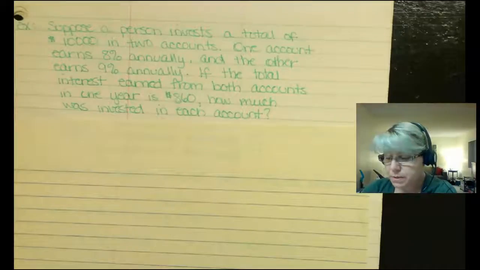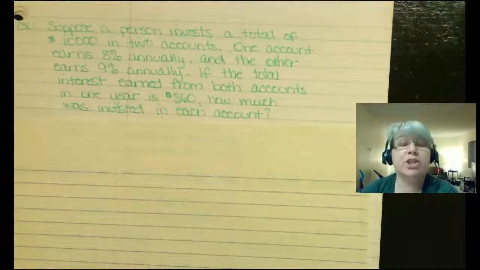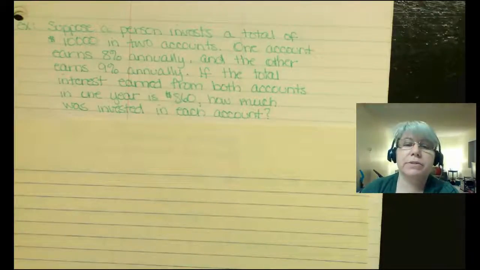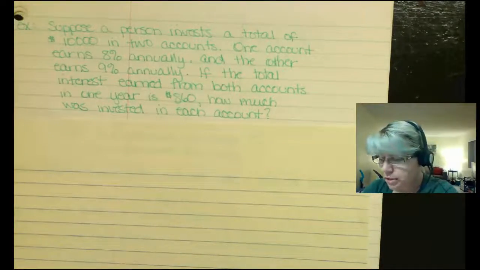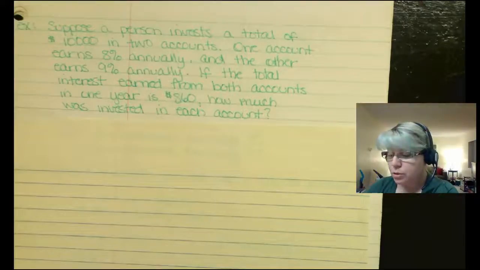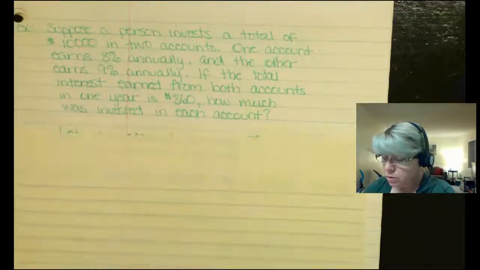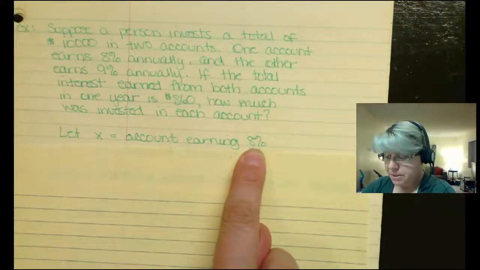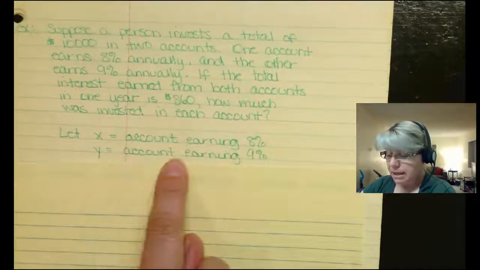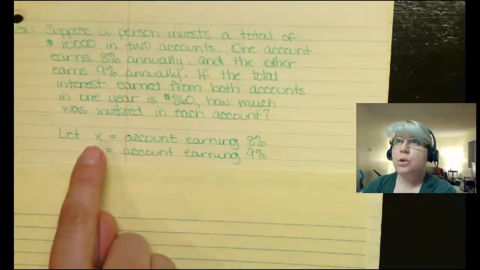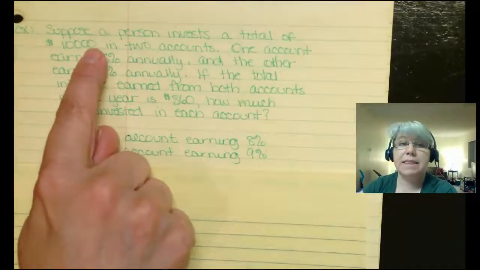All right, suppose a person invests a total of $10,000 in 2 accounts. One account earns 8% annually, the other account earns 9% annually. If the total interest earned from both accounts in 1 year was $860, how much was invested in each account? Well, I don't know how much was invested in each account, so I'm just going to let x equal the amount in the account earning 8% and y equal the money in the account earning 9%. That means the total amount of money that was invested was $10,000.